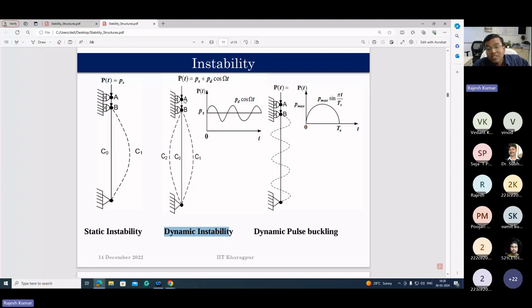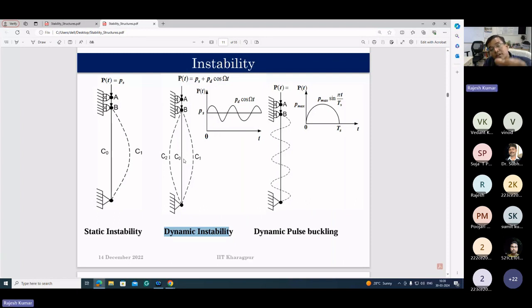Now to complete one cycle, look at this: C0 moves to C1, C1 to C0, C0 to C2, C2 to C0. So the column completes one oscillation in the transverse direction. At that time, the load completes two cycles. Why? Because A to B, B to A, the member goes C0 to C1, C1 to C0. Again A to B, B to A, the member shifts from C0 to C2, again C2 to C0. Then it completes one cycle. Your member in the transverse direction completes one cycle.